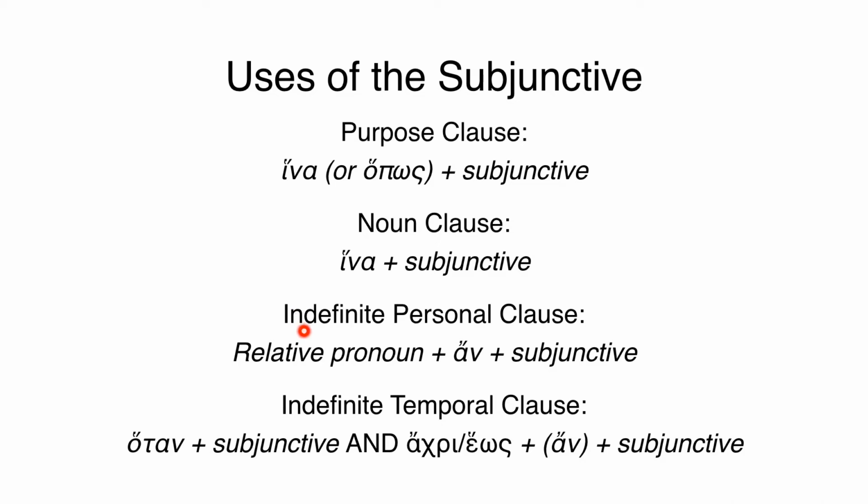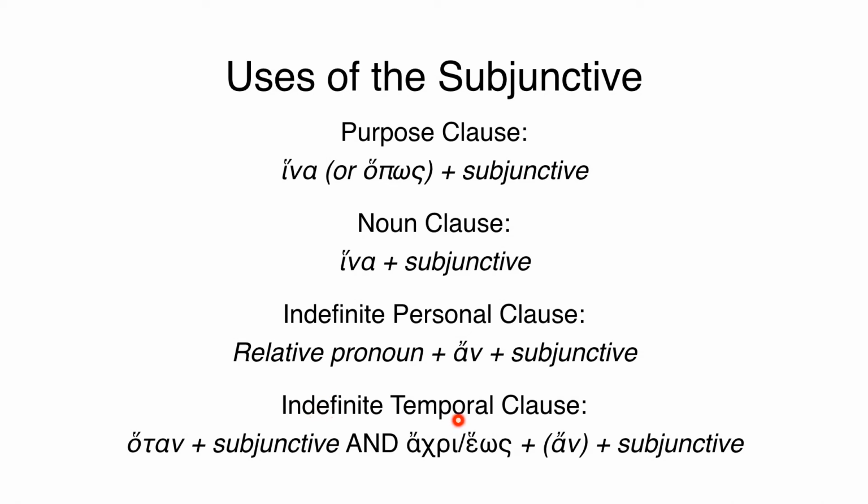Third, we have the indefinite personal clause. This is created through the use of the relative pronoun hos or hostis plus an, which is an untranslatable particle that expresses indefiniteness, plus the subjunctive. So hos, an, subjunctive will be translated as whoever or whatever.